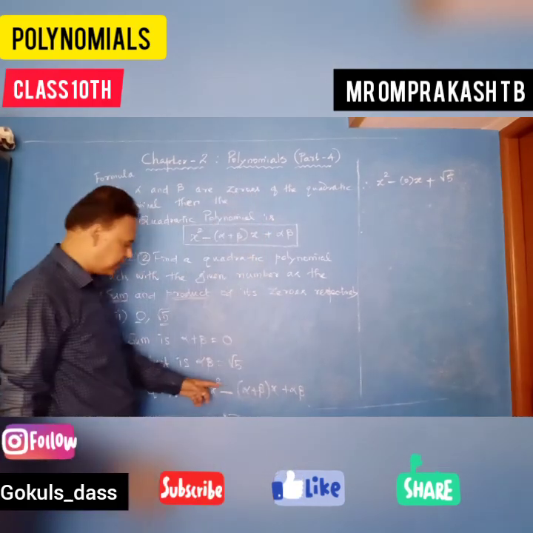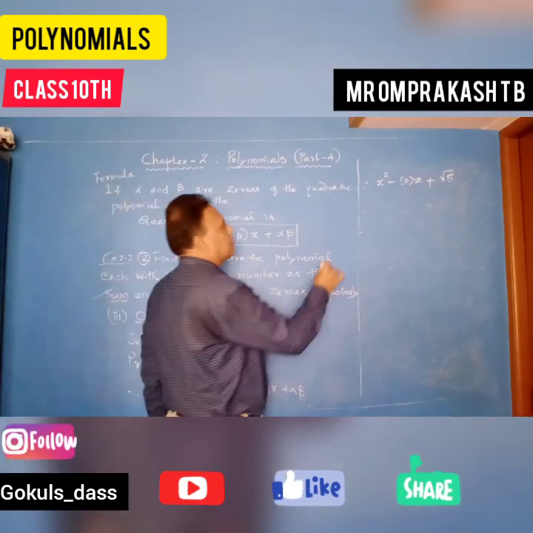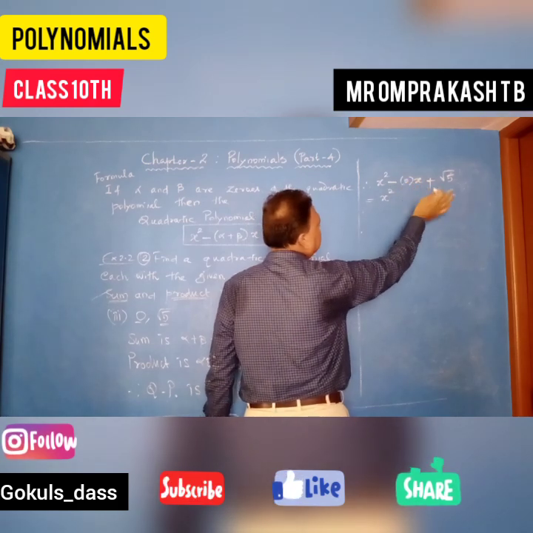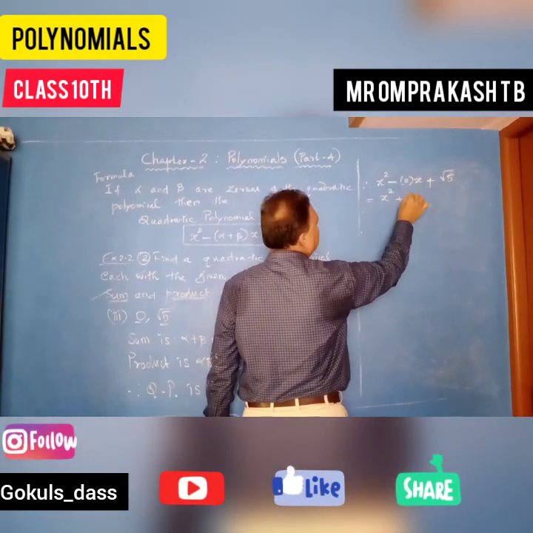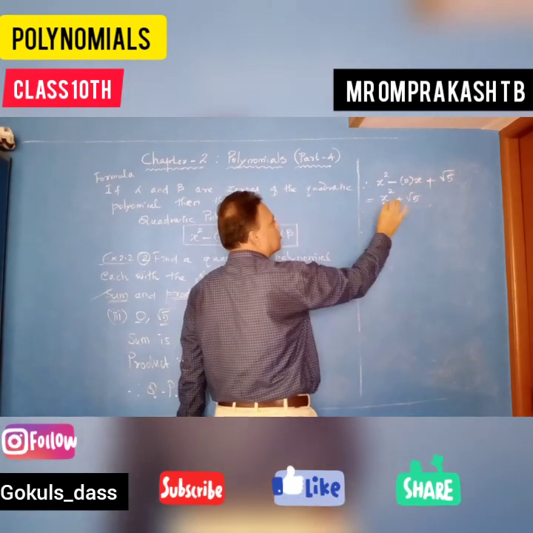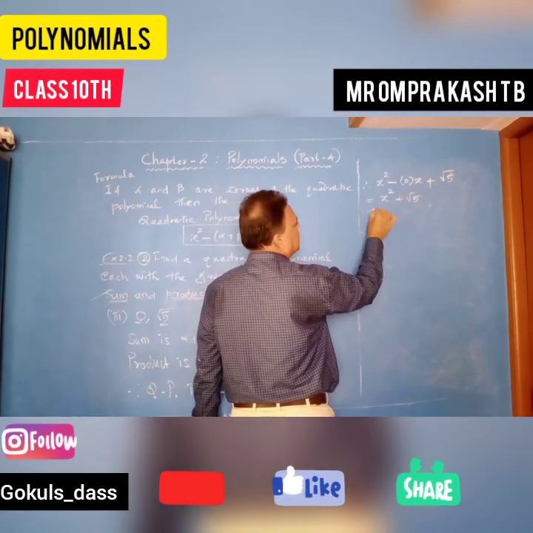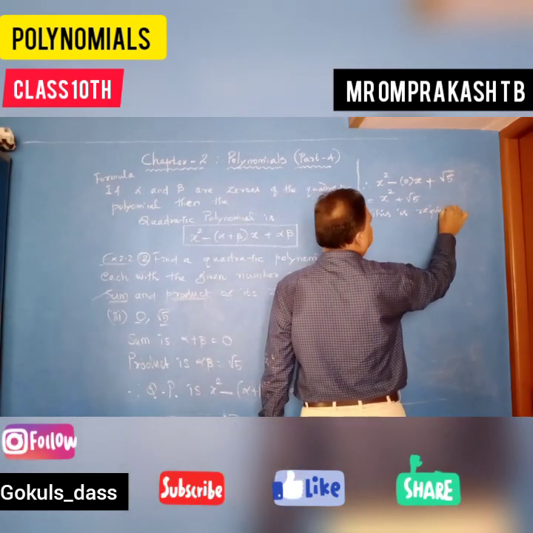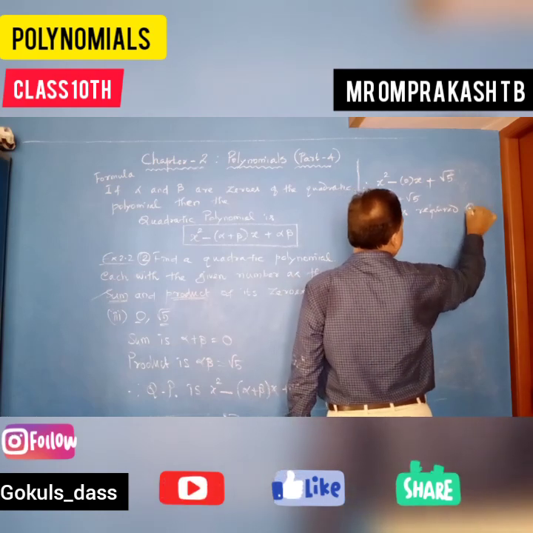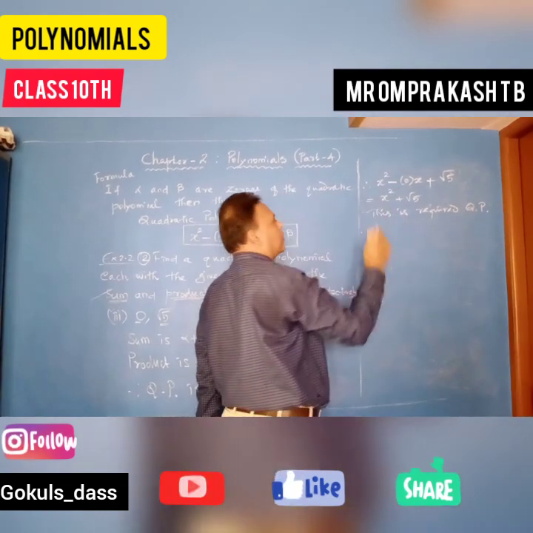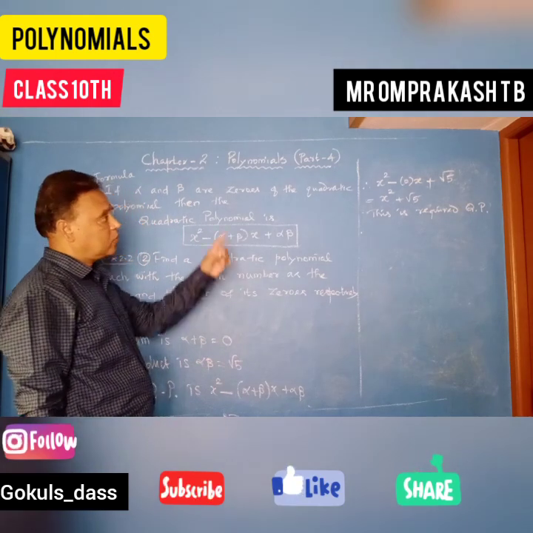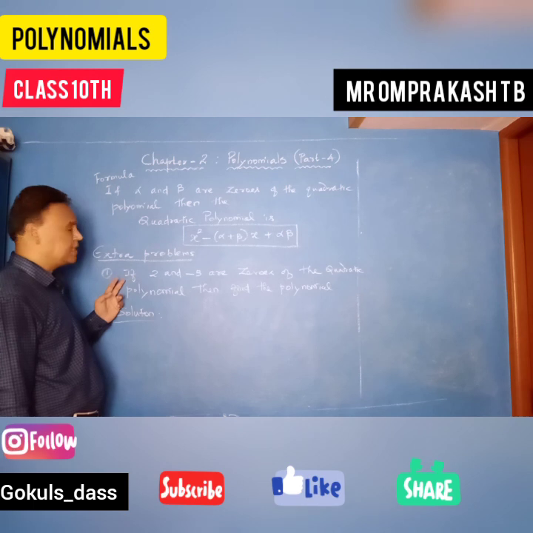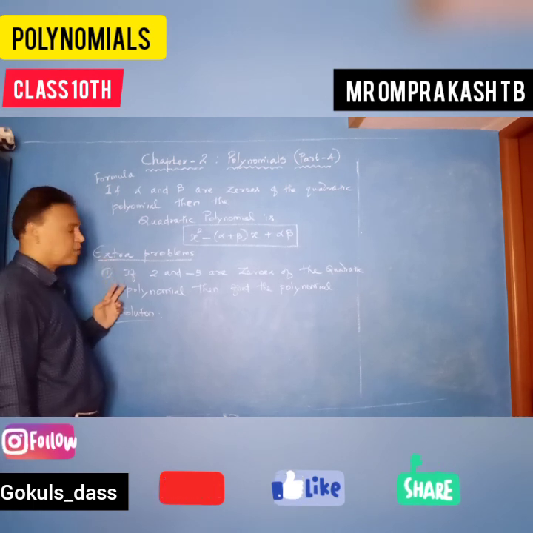Just replace it, right? Now simplify that. X squared, 0 into x is 0, so ignore it. So plus root 5. So this is the required quadratic polynomial. Here there is no scalar, so don't bother about it. Whatever polynomial you are getting, that is the required one. So they may ask like this. Now we will see some extra problems.